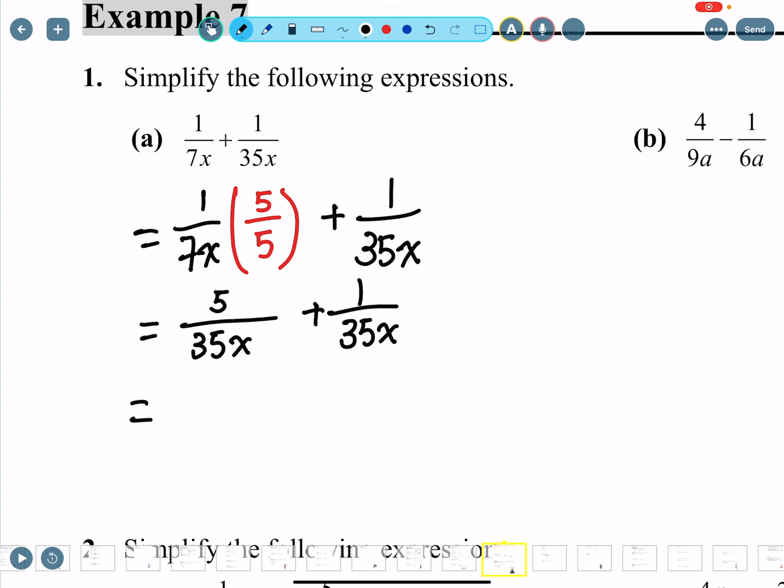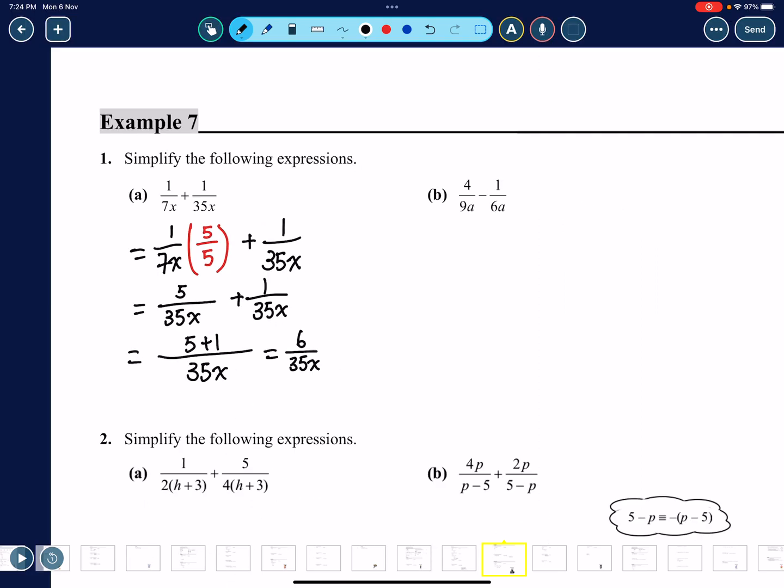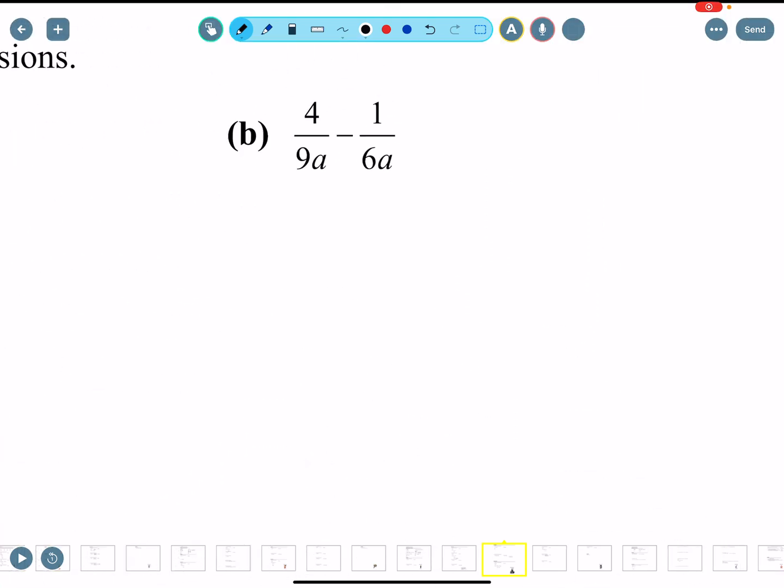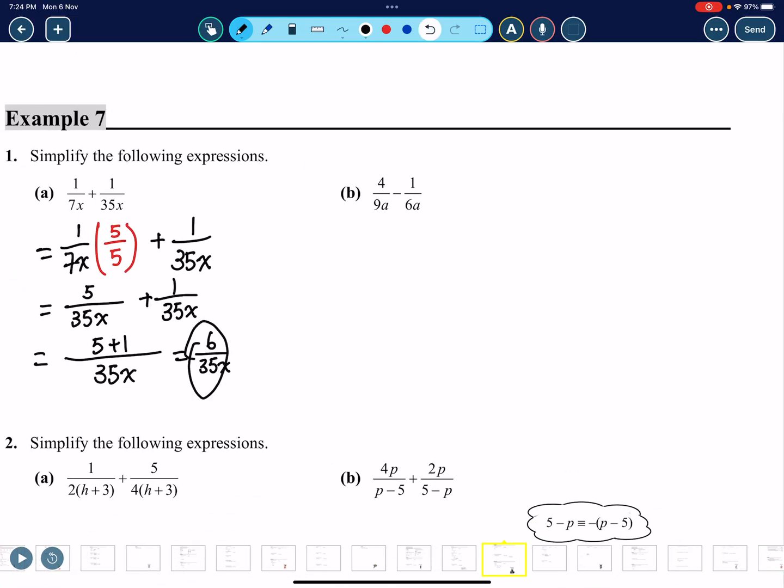Now you want to combine them, so it's going to be 35x at the bottom, and then 5 plus 1 on the top. Finally, you have 6 over 35x. Always double check if you can further simplify, in that case now.